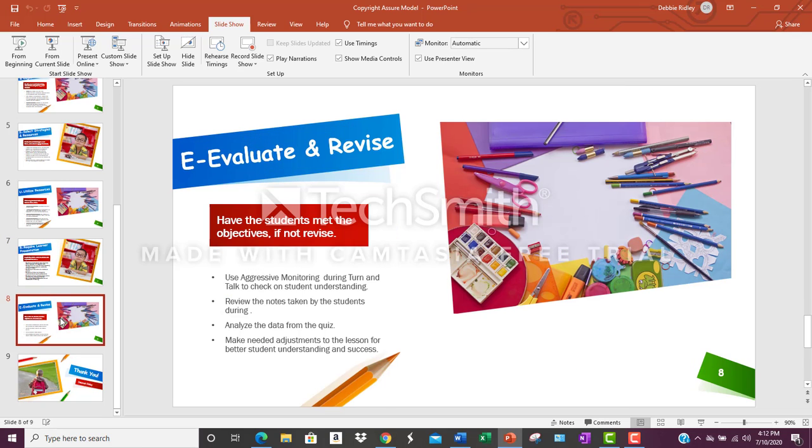E. Evaluate and revise. Have the students met the objectives? If not, revise. Use active monitoring during the turn and talk to check on student understanding. Review the notes taken by students during the lesson. Analyze the data from the quiz. Make needed adjustments to the lesson for better student understanding and success.